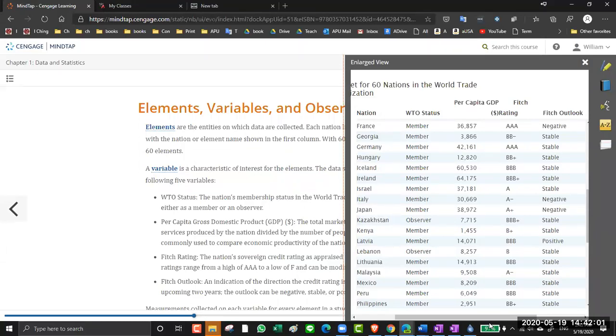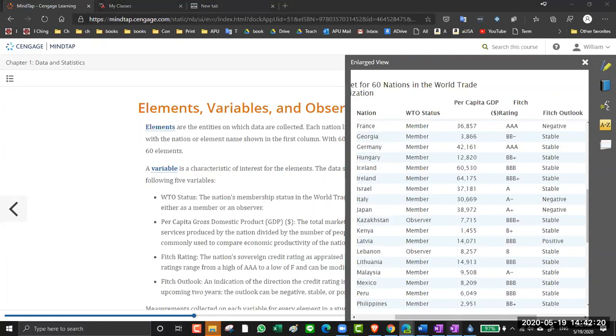The WTO status. Good, that's one. That's the first one, right? What else? GDP. GDP, per capita GDP, right? What else? Which outlook? Fitch rating and Fitch outlook, right?